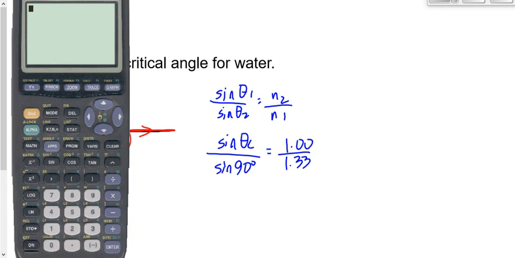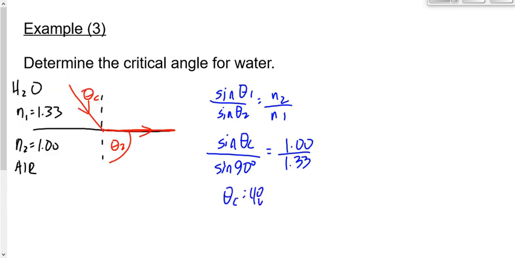Sine 90 is 1, so let's just say 1 divided by 1.33 gives me a value of 0.75. Let's take the inverse sine of that. We end up getting 48.8 degrees. By the way, that's the critical angle for water.